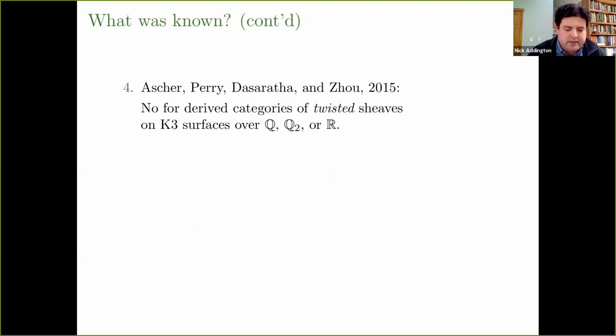Asher, Perry, Dasaratha, and Zhou showed that they have a counterexample with a derived equivalence, where you have two K3 surfaces over one of these fields that I'm showing you, and Brauer classes on each, and a derived equivalence of categories of twisted sheaves, and one has a rational point and one doesn't. So that's a negative answer, but once you allow twisted sheaves to come in.